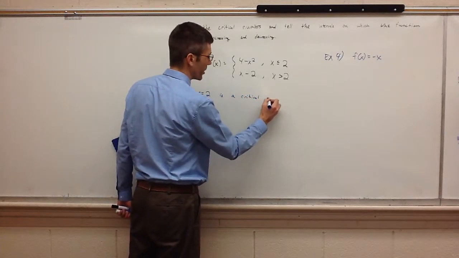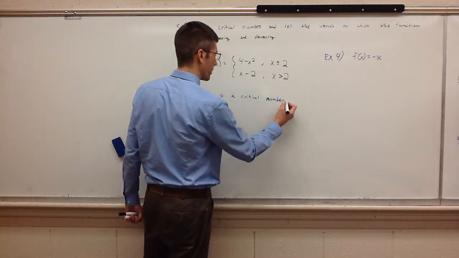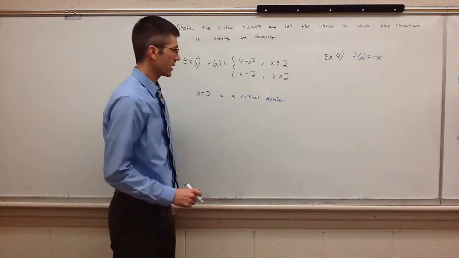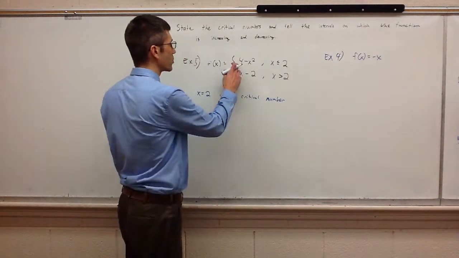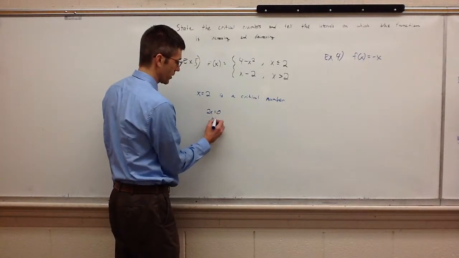Critical number, critical point. You can argue about the specific way to word it. X equals 2 is a critical number. Okay. One more thing, though, we need to do. We need to take the derivative and set it equal to 0. So we still have that 2x equals 0. And so x equals 0.